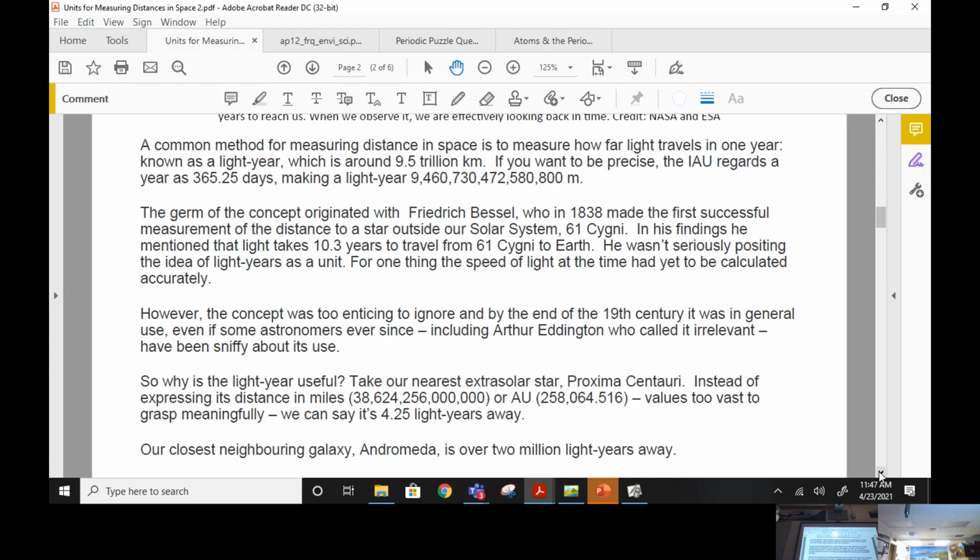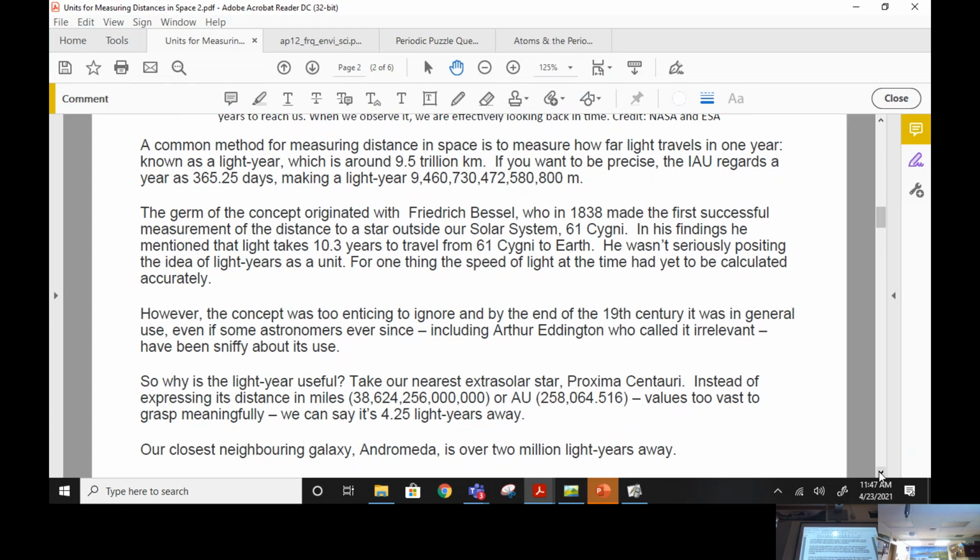He wasn't seriously positing the idea of light years as a unit. For one thing, the speed of light at that time had yet to be calculated accurately. However, the concept was too enticing to ignore, and by the end of the 19th century, it was in general use, even if some astronomers ever since, including Arthur Eddington, who called it irrelevant, have been sniffy about the use of the light year. They think they're above the use of a light year.